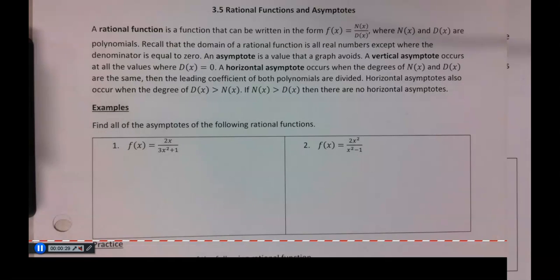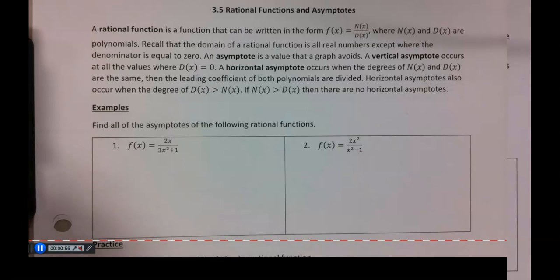Okay, so a rational function, guys, remember, is a polynomial being divided by another polynomial. The domain is all real numbers except for where the denominator equals 0. And an asymptote is a point on the graph that it avoids.